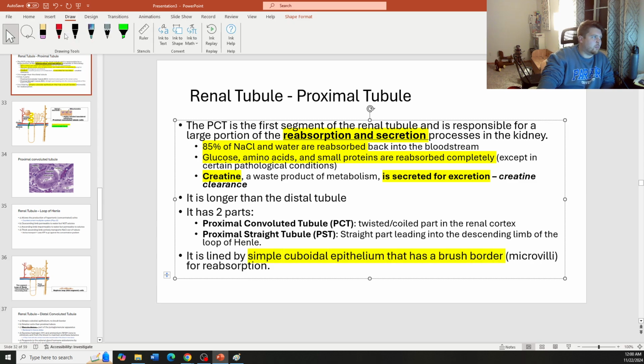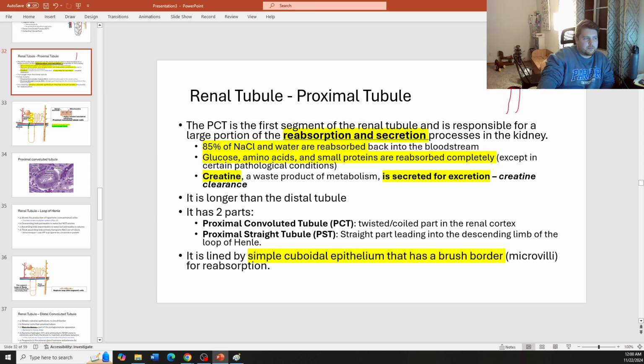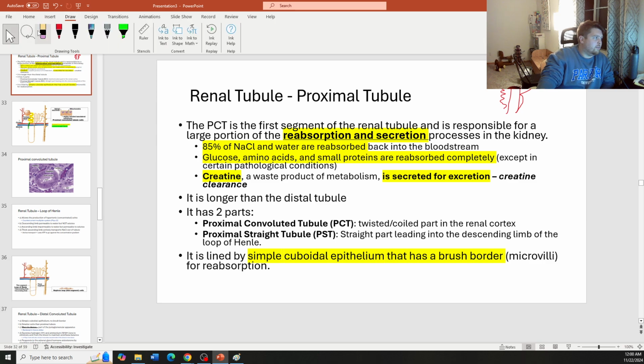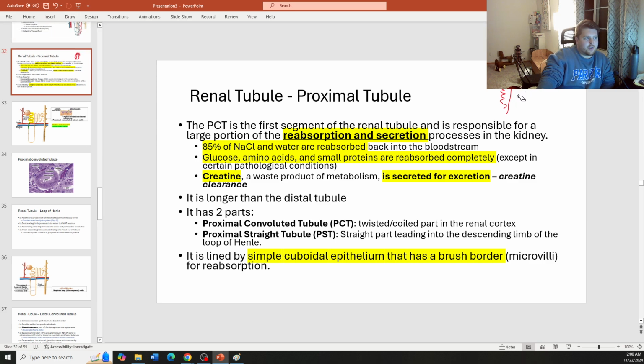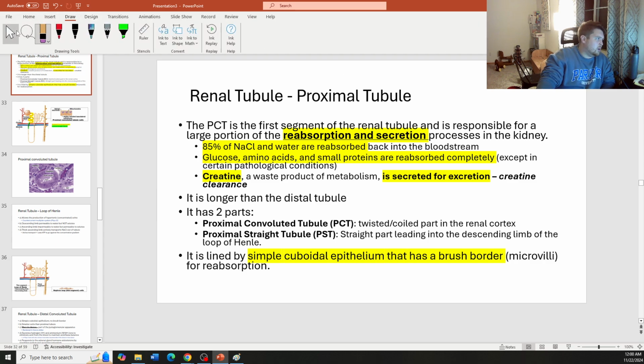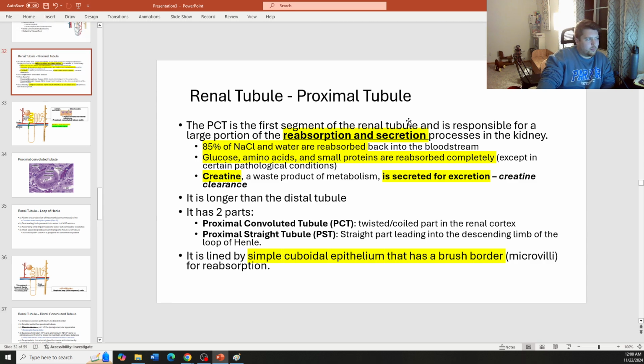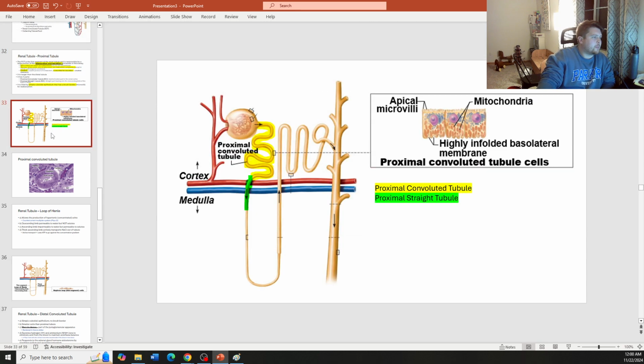Remember, we talk about the brush border. We think that it has villi, and then it has microvilli, so that it looks like a brush. And we know the villi and microvilli are very, very important for increasing surface area to allow for what? More absorption, which is the whole point of the proximal tubule.